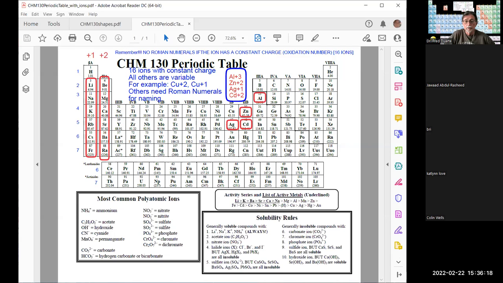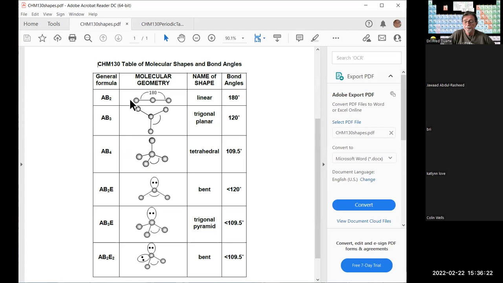and you look for AB2, which is the first entry. You can see here how hydrogen could be represented by this atom and nitrogen represented by this atom, and carbon's in the middle. The bond angle between the nitrogen and the hydrogen is 180 degrees, and that is called linear, and there's the bond angle.